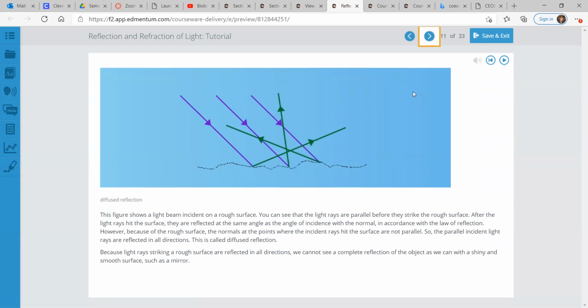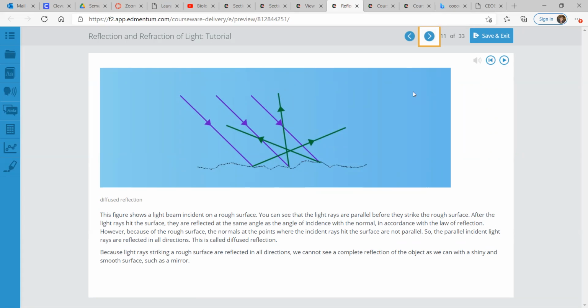This is diffused reflection. And this is a light beam incident on a rough surface. You can see that the light rays coming are parallel before they strike the rough surface. After they hit the surface, the rays are reflected at the same angle as the angle of incidence with the normal in accordance with the law of reflection.